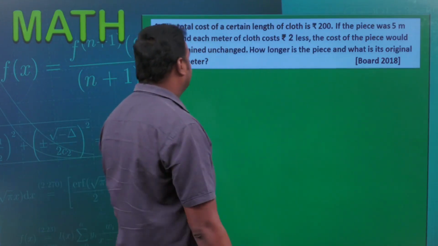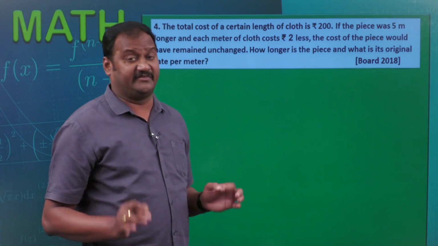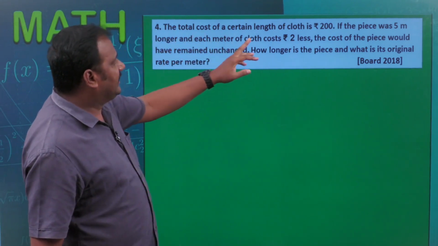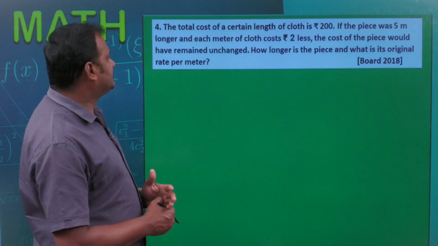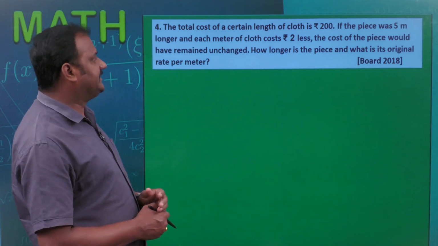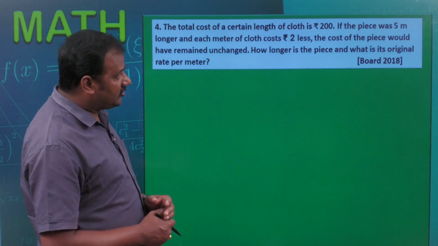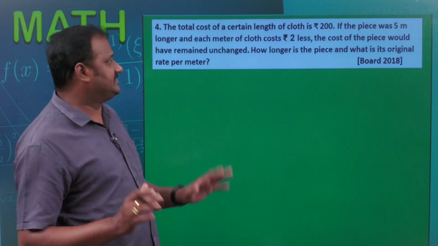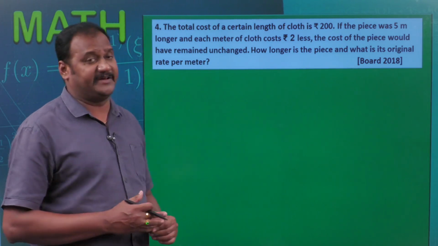Coming to the next problem. See, this kind of problems are pretty much easier and they are very very important also. The total cost of a certain length of cloth is 200 rupees. If the piece was 5 meters longer and each meter of cloth cost 2 rupees less, the cost of the piece would have remained unchanged. So the cost remains same. How long is the piece and what is the original rate per meter?